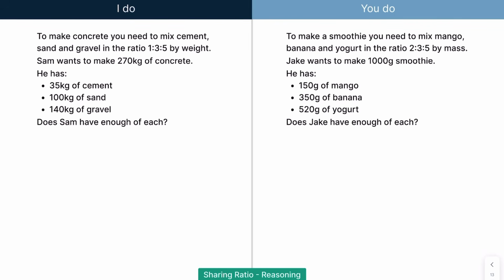Now moving on. So we need to make concrete, and we have to make cement, sand, and gravel in that ratio.